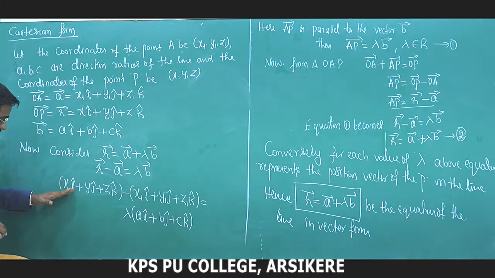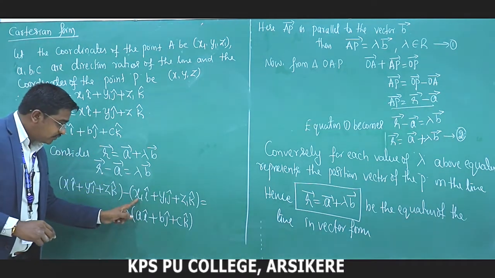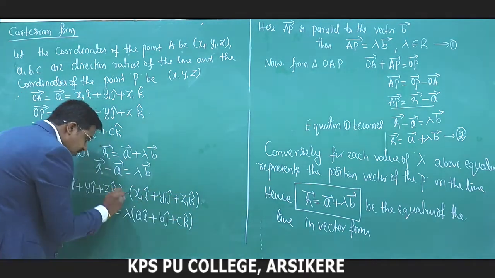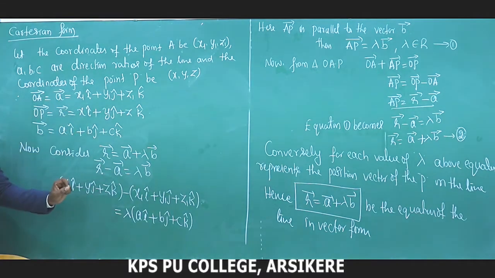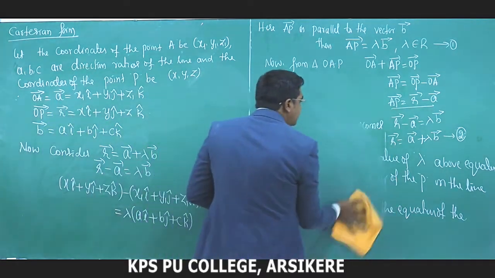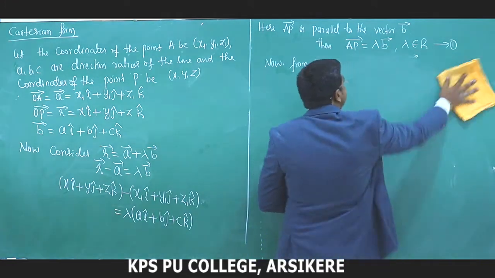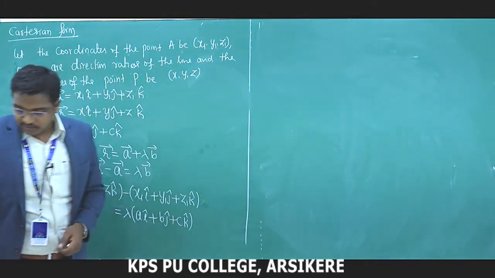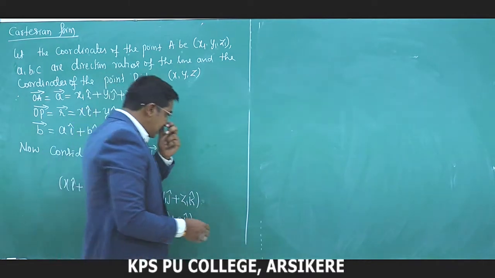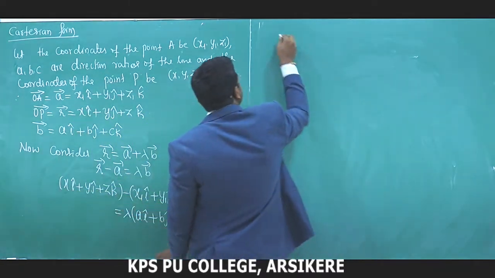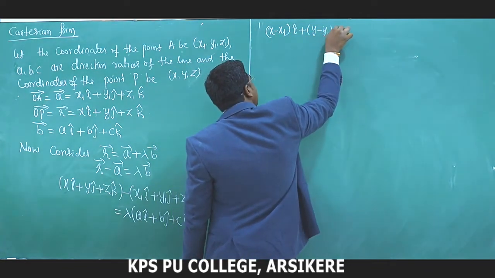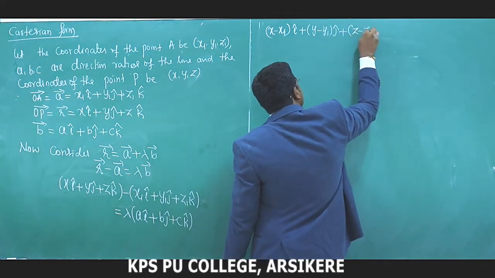This is very important. x i plus y j plus z k minus x1 i cap plus y1 j cap plus z1 k cap is equal to lambda into A i plus B j cap plus C k cap. Next step is simplification. In vector algebra, we already discussed that when finding the difference of two vectors, we always go component to component: i to i, j to j, and k to k. So this can be written as x minus x1 into i cap plus y minus y1 into j cap plus z minus z1 into k cap.